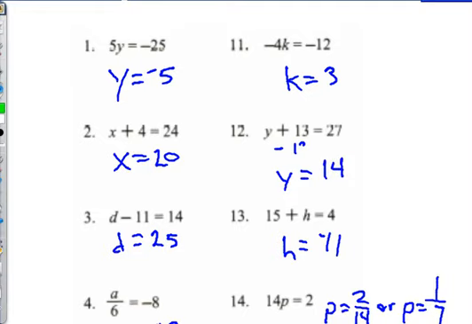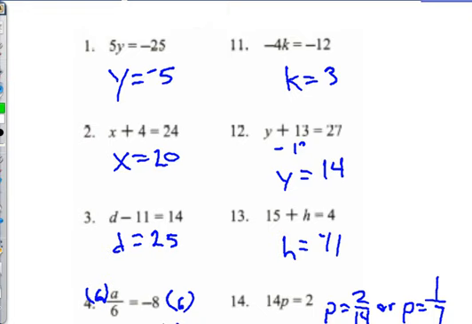Let me just go through number 4. So I'm going to erase number 4 and do it. I have A divided by 6. So I'm going to multiply by 6. If I multiply by 6, these two numbers cancel out and I get just A on this side. And then I multiply by 6 on the other side. So here I have one negative times a positive, so my answer is going to be negative 48.